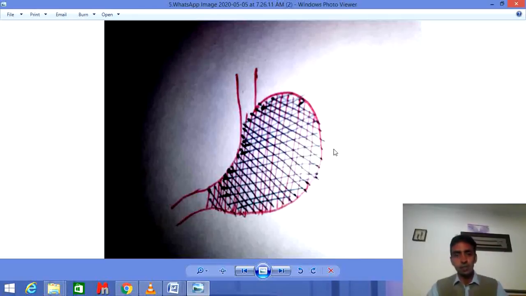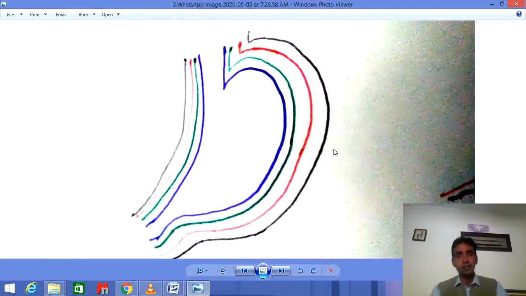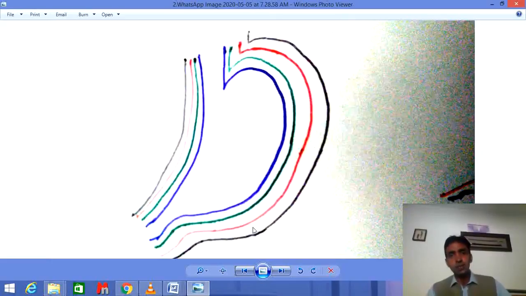So the oblique smooth muscle is only present in the stomach, and it gives the churning characteristic to the stomach. In this diagram, you can see the second layer. This is made of smooth muscle: on the outer surface, the longitudinal smooth muscle; in the middle, the transverse smooth muscle; and on the inner surface, the oblique smooth muscle is present.